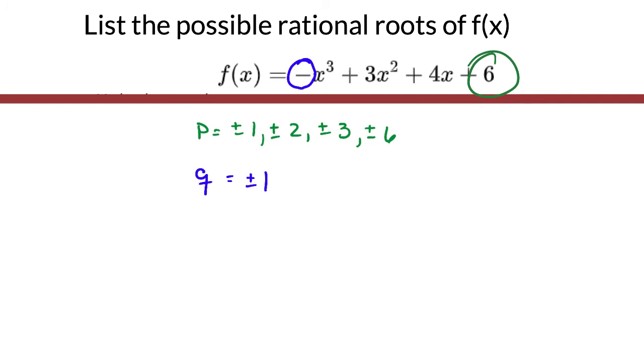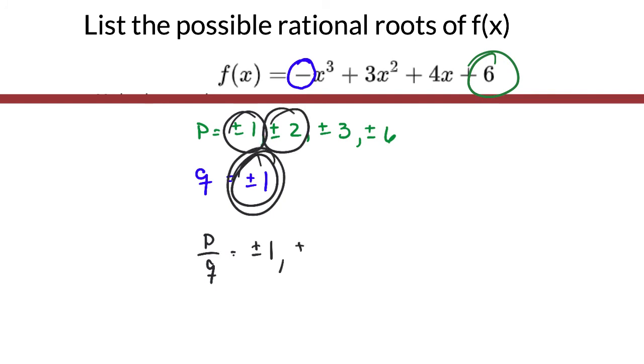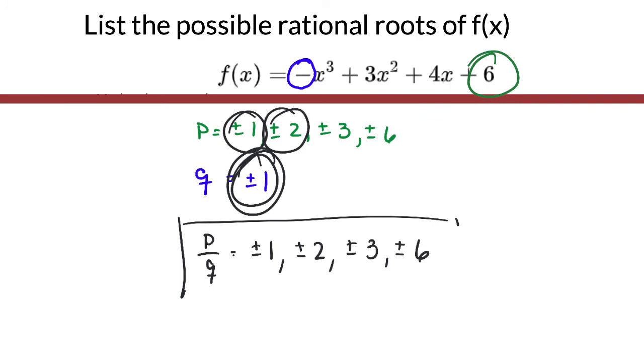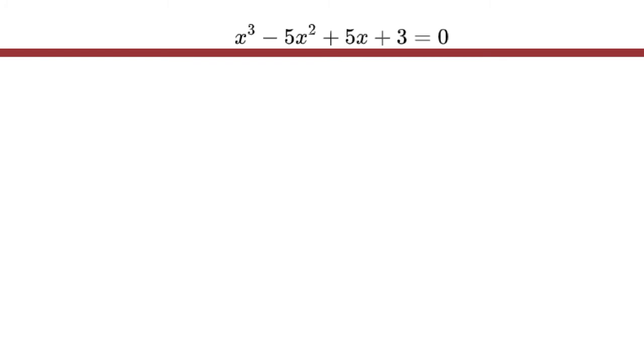And so our possible solutions, each P over each Q, so it's 1 over 1, 2 over 1, 3 over 1, and 6 over 1. And that's our possible rational solutions. And that's it.